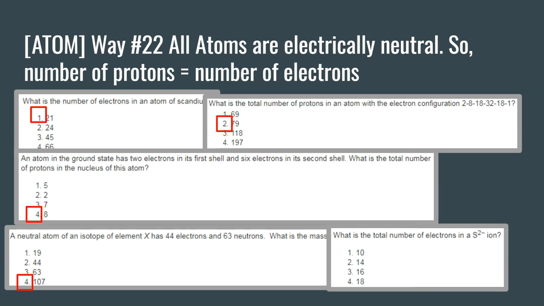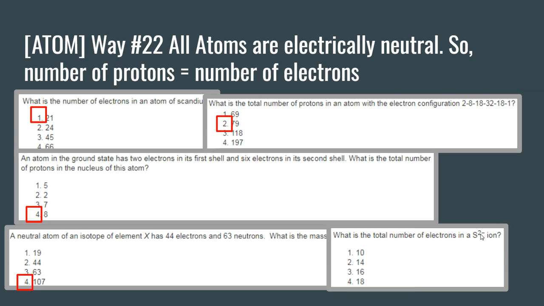Last problem. What is the total number of electrons in a sulfide 2- ion? So for this, we have to take advantage of this atom no longer being neutral. It is negative. So what does that tell you about the number of electrons versus the number of protons in this sulfur atom? For a sulfur atom to be neutral, the number of electrons and the number of protons both equal to its atomic number, both equal 16.